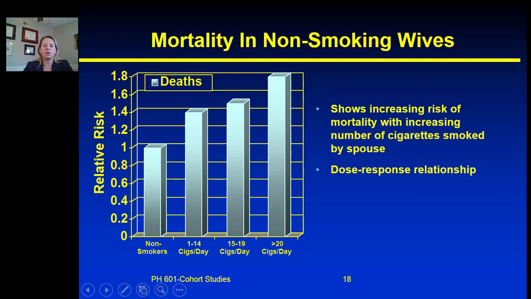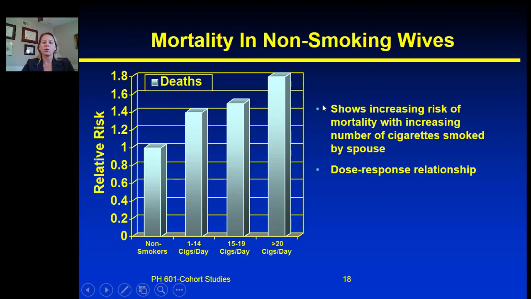Now, what's important to note in this figure is that the reference group is the non-smokers. And so to interpret these bar graphs, one would say, for example, with the 1 to 14 cigarettes per day, we can say that the relative risk of death is 1.4 times greater among women whose spouses smoke compared to women whose spouses do not smoke.